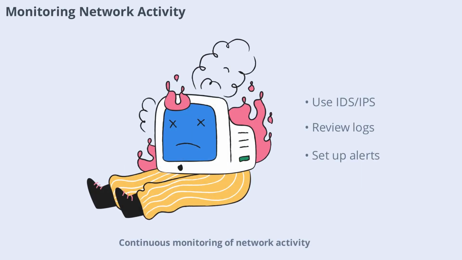Continuous monitoring of network activity helps detect suspicious behavior early. Use intrusion detection systems, IDS, and intrusion prevention systems, IPS, to identify and block potential threats. Regularly review logs and set up alerts for unusual activity. Proactive monitoring allows you to respond quickly to incidents and minimize potential damage.